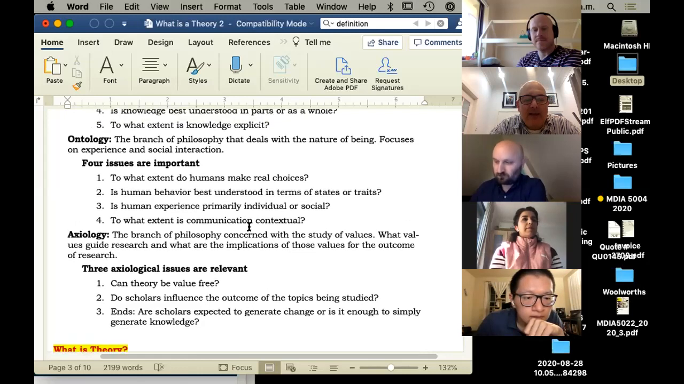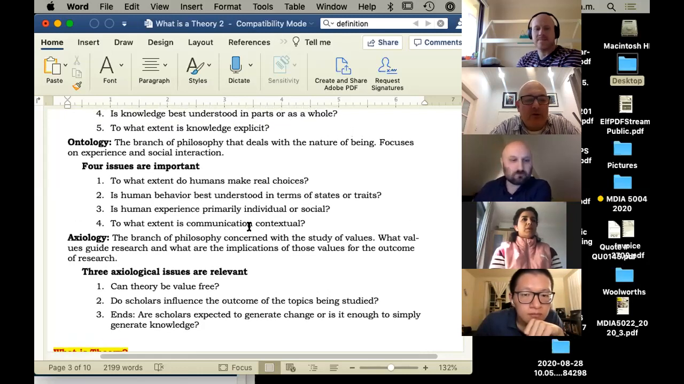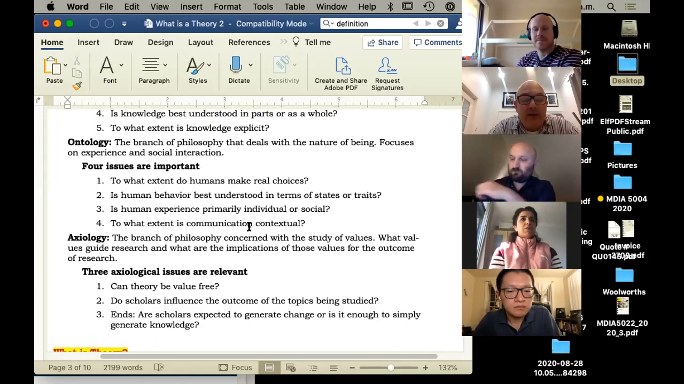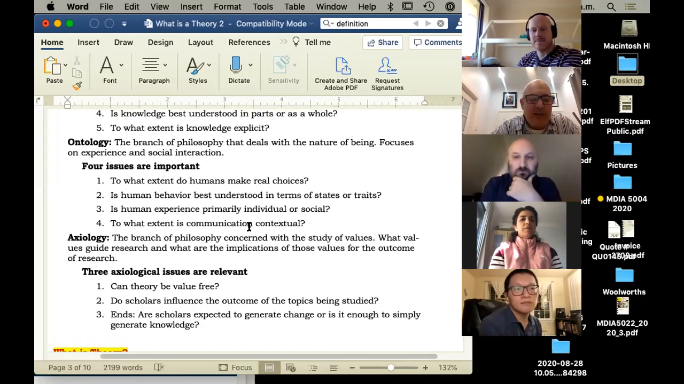And then finally, axiology. I think this is the one most people find the most tricky. Branch of philosophy concerned with the study of values. What values guide our research, et cetera. So can theory be value-free? This is the sense that science is not ethical or unethical. We're just studying phenomena. But if you're studying the propensity of someone for violence, and you let your research take you into saying it's a racial issue, or it's a cultural issue, or it's a something else issue, you can pretend that your research is value free, but it's not. Your research is going to have implications on people.